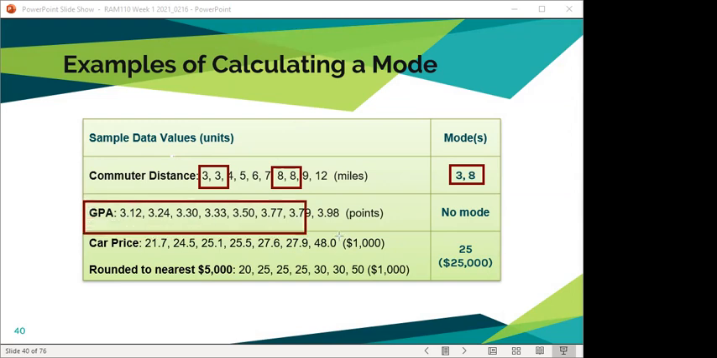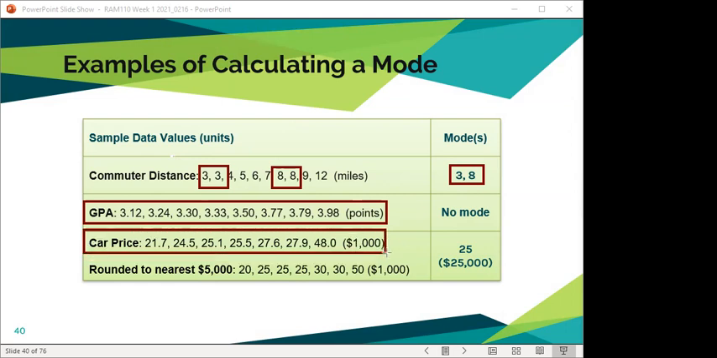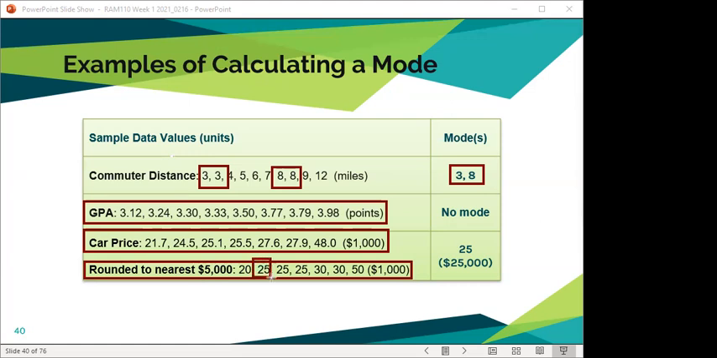GPA, no mode. Why? None of the data values repeat. Okay, so no mode. And here for car prices, again, no mode. However, if you round to the nearest $5,000, then something does come out of here as reoccurring. And so again, only if you round the data, 25,000 would have been the mode if you rounded the car price. So just some examples of numbers being worked in action here.